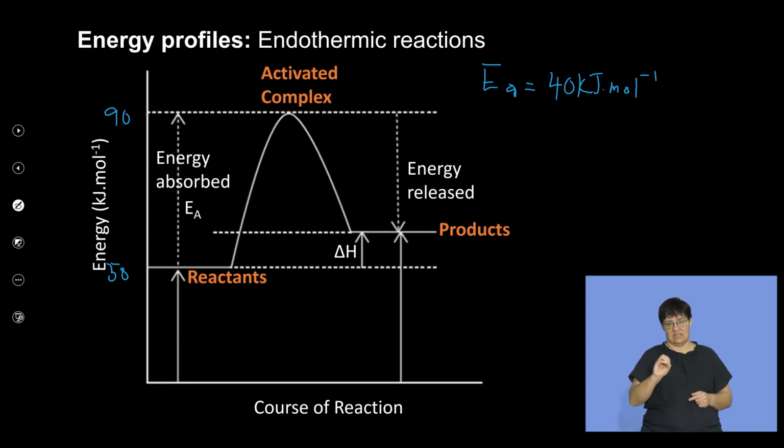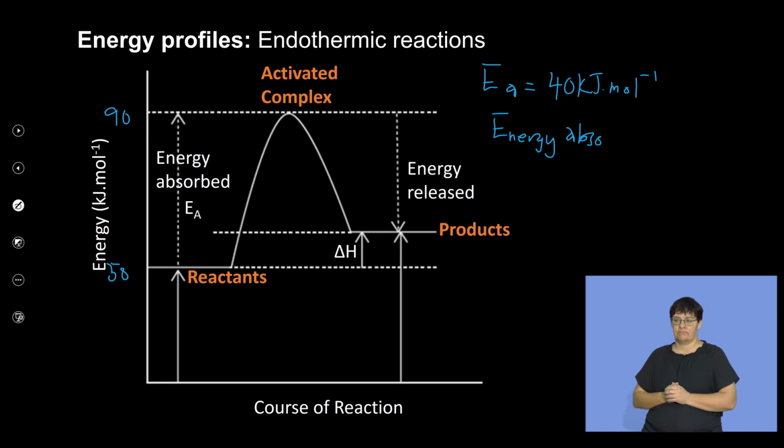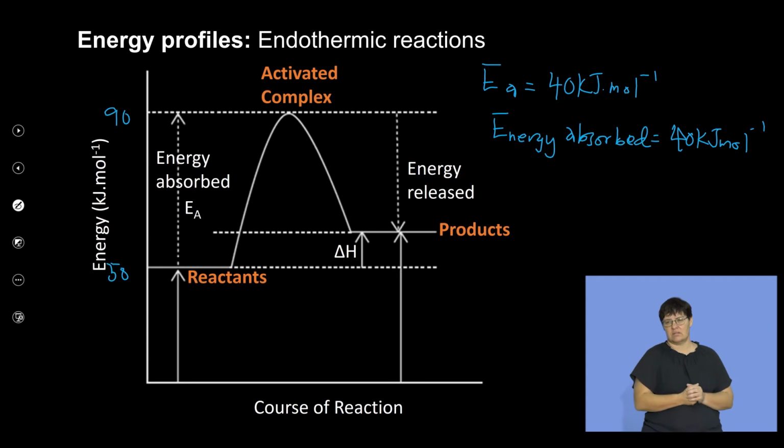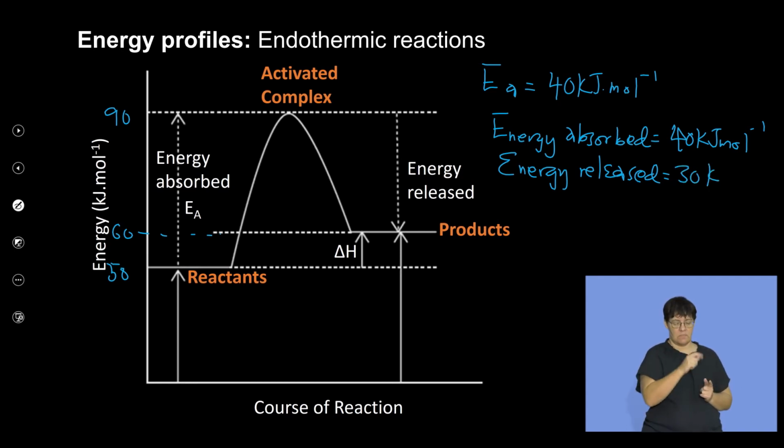And then we know that 40 was the amount of energy absorbed. So the energy absorbed in this case is equal to 40 kilojoules per mole as an example. All right, and then how much is released? From 90, let's say this is 60 kilojoules for argument's sake. So the products are at that energy level. So energy released is equal to, we have released from 90 to 60, 30 kilojoules per mole.